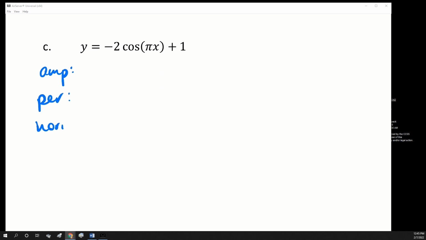All right, so I'm going to write horizontal shift: none. And then you can either write vertical shift or you can write midline. So far, what we've been doing in the book is calling the vertical shift a midline. So you guys figure that out for me, please.